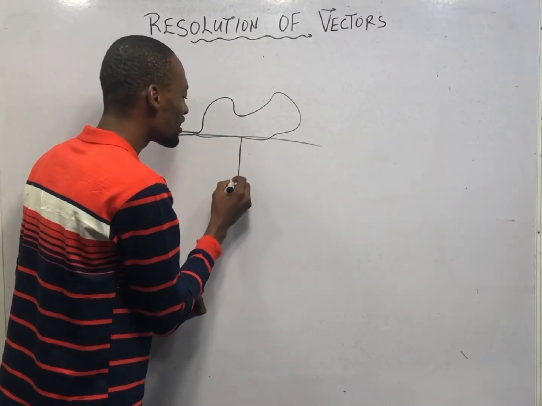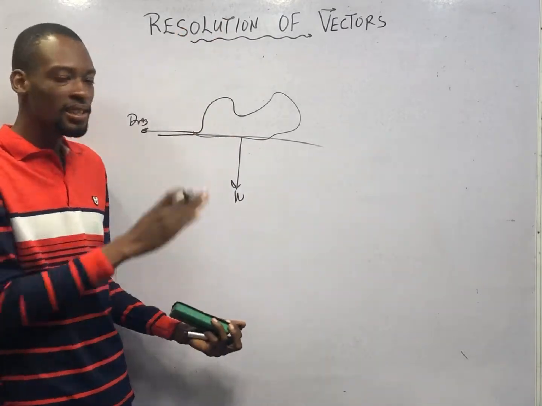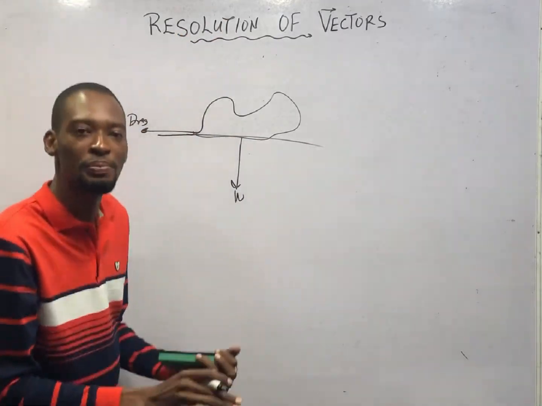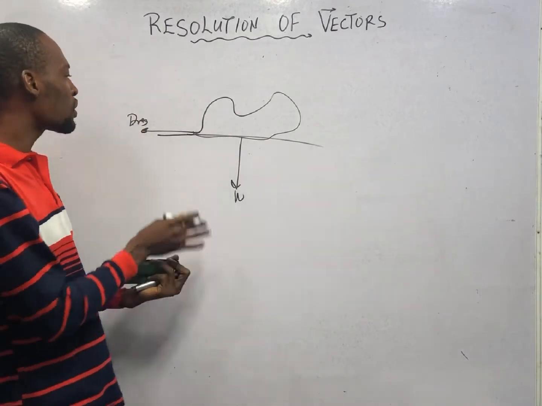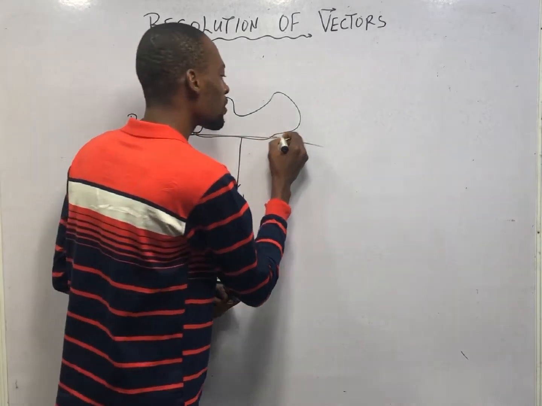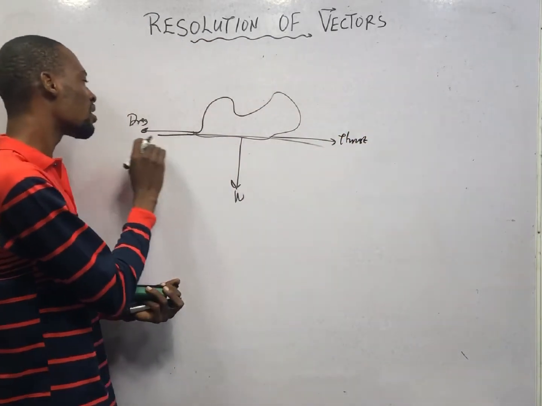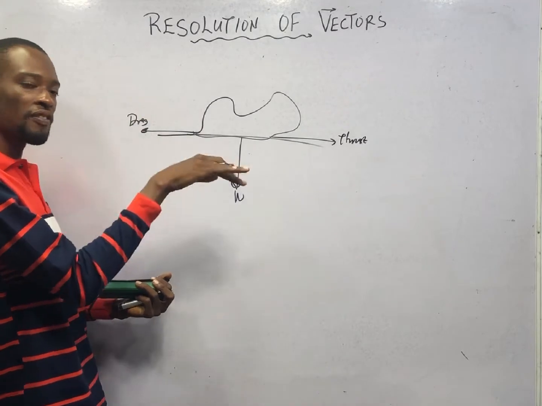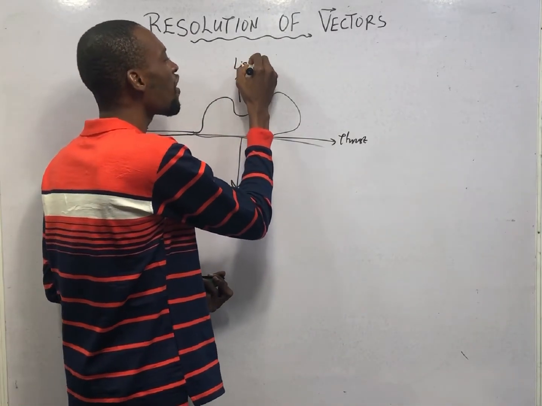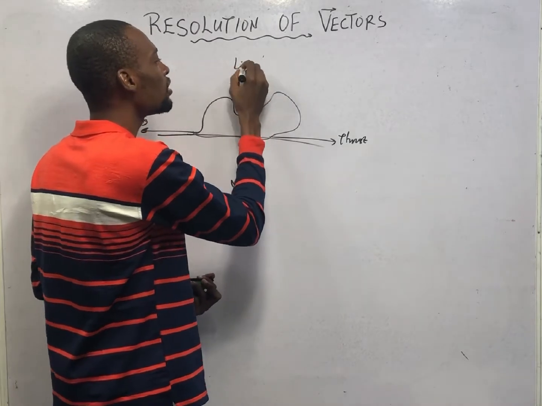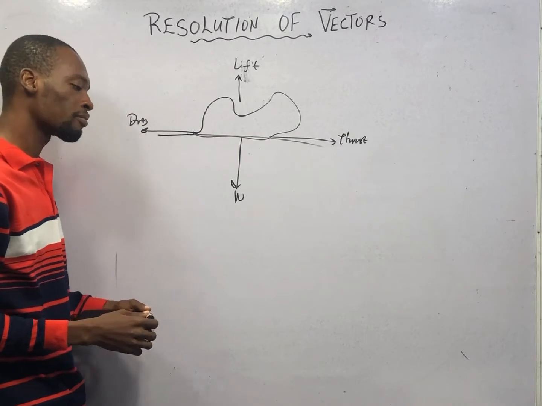Now, the weight of bodies always acts downward, straight down. Weight is pushing it down. What happens? For this plane to push forward, there must be another force which is referred to as thrust. Forward force, thrust. This thrust should be greater than the drag force. And a lift force that is lifting it up should be greater than the weight. That is what keeps it moving.